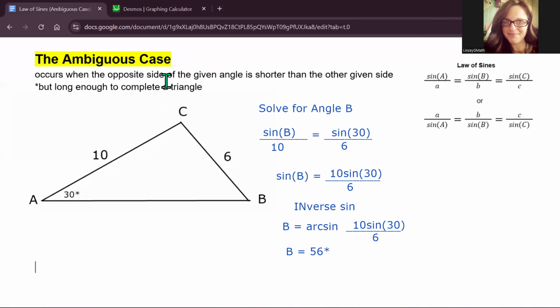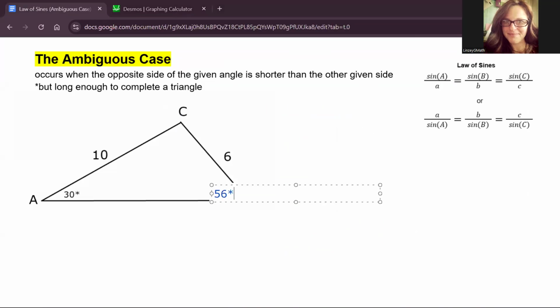And we'll label our triangle. I'm going to erase this and label angle B we found is 56 degrees. Now we can solve for angle C. 180 degrees minus 30 degrees minus 56 degrees will give us angle C. And we get 180 minus 30 minus 56. We get 94 degrees for angle C.